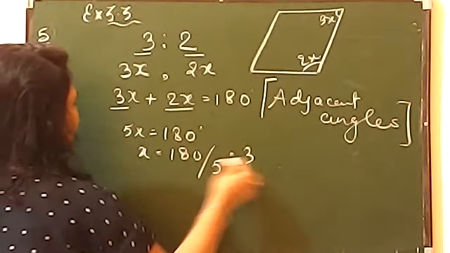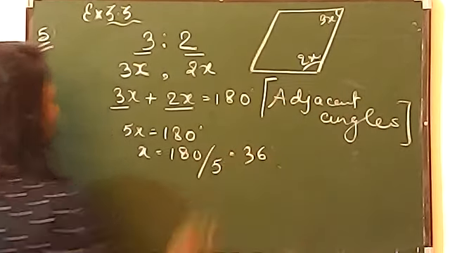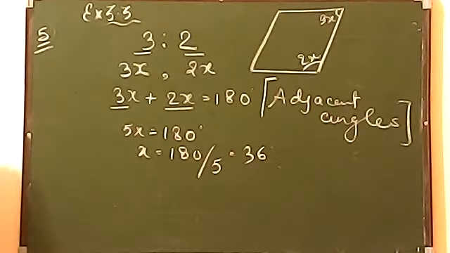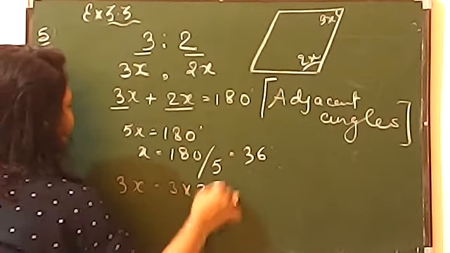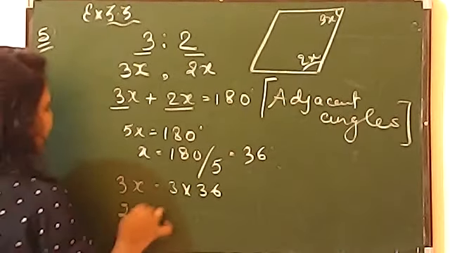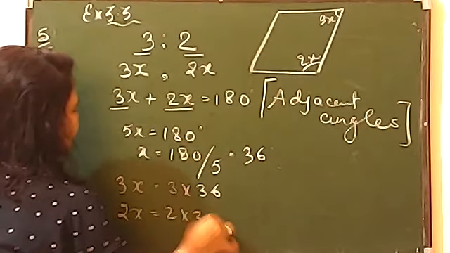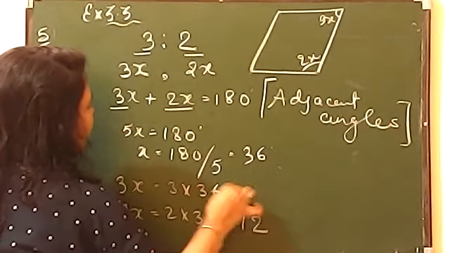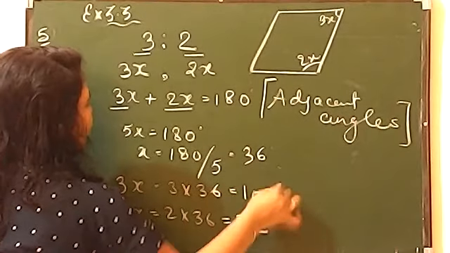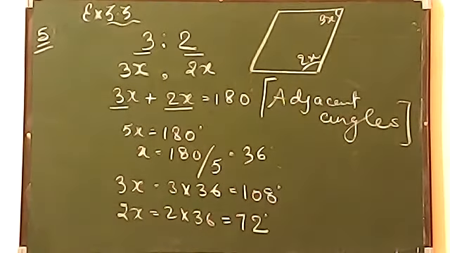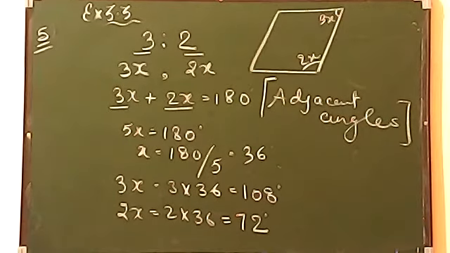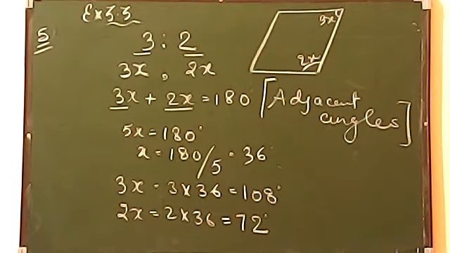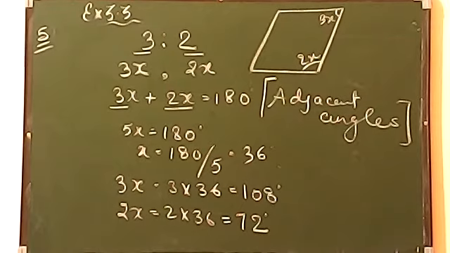5 3s are 15, 5 6s are 30. Now the x value you have got is 36. Now angle 3x will give you 3 into 36, which is 108. Angle 2x will give you 2 into 36, which is 72. So this is all about the angles in question number 5, which asked us to find both the pair of angles. So we have done it now.